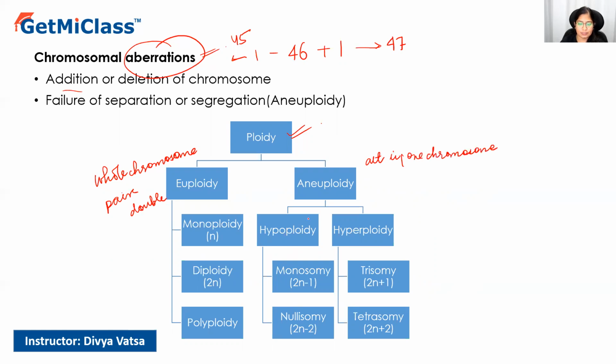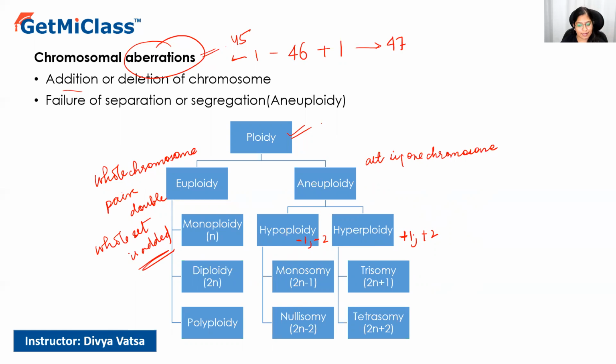Okay. So this can be hypoploidy or hyperploidy. Hypoploidy means the chromosomes are getting less, that -1 chromosome or -2 chromosomes. Hyperploidy means addition of one chromosome, addition of two chromosomes. Whereas in euploidy, there is addition of the whole set. The whole set of chromosomes is added. Okay.